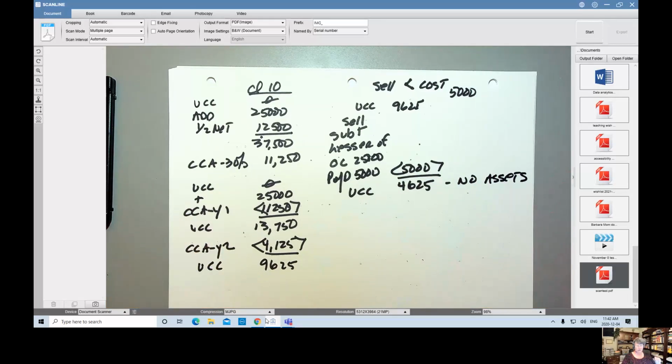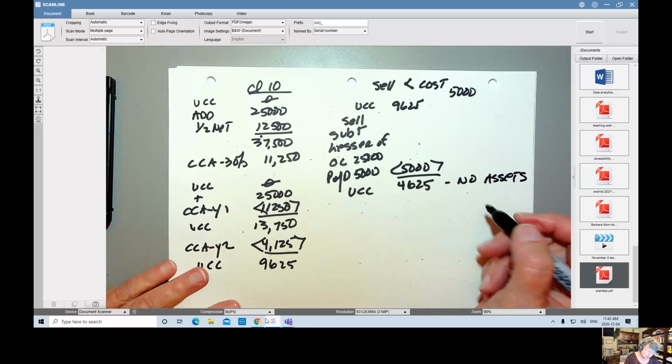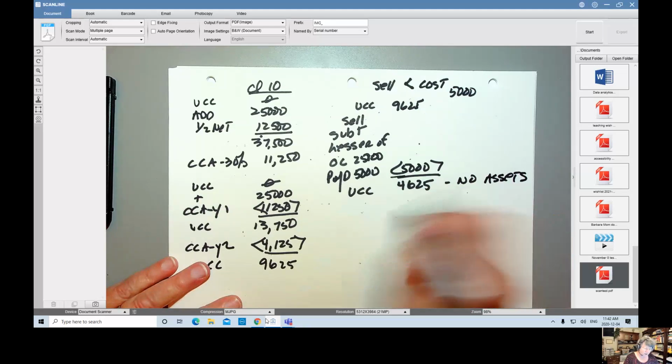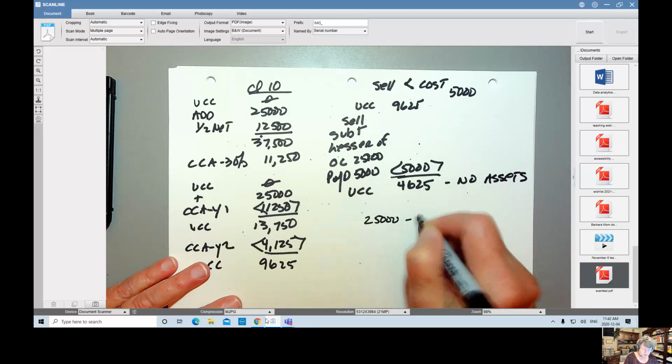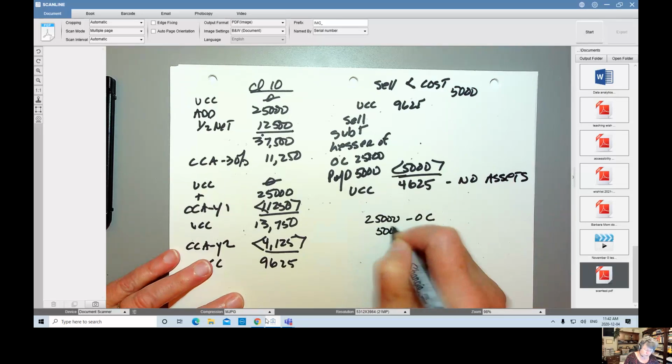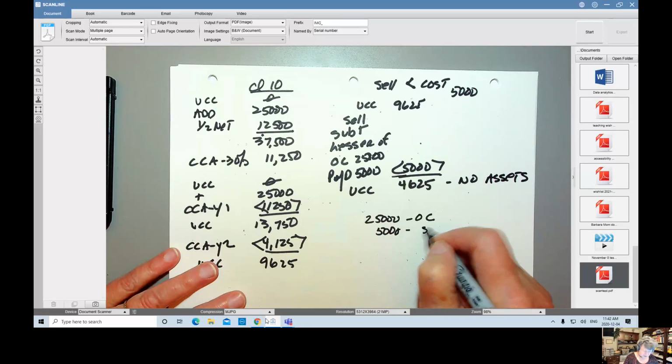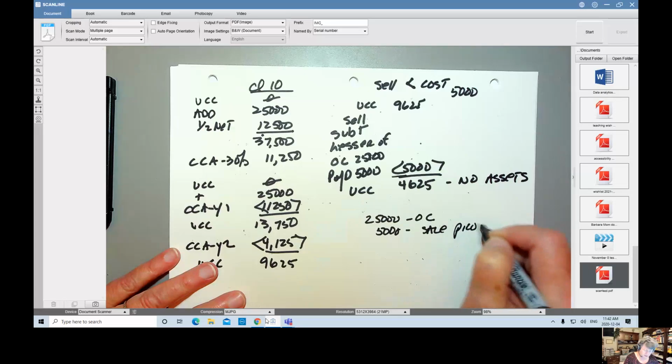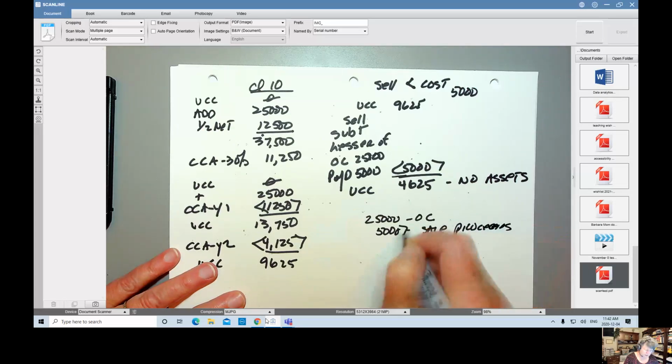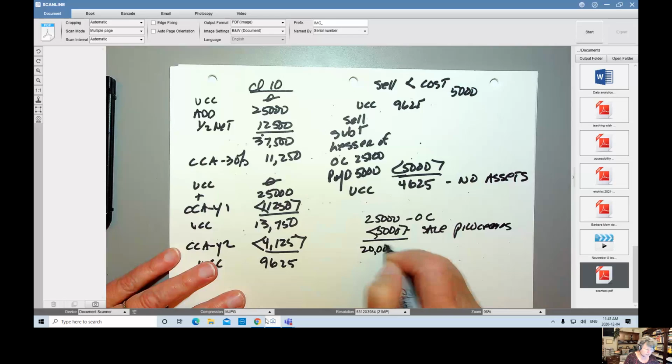In this case, it does matter if you have assets in the class. So if you've got any assets in the class, you just take CCA like we did in our first example with the 50,000 of equipment in class 8. In this case, because I've got no assets, what is this telling me? Well, since I sold the car for 5,000, I paid 25,000, that was the original cost. 5,000 is what I get on the sale proceeds. So it cost me 20,000 to use the asset.